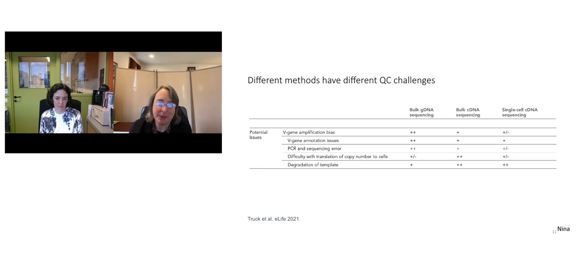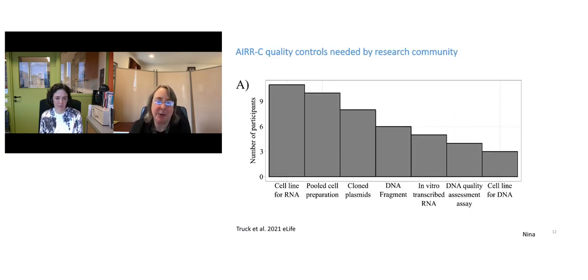And there's a nice paper in eLife from 2021 where we polled members of the AIR community and other researchers who were interested in QC about the types of controls that they looked at. And you can see a list here of some of the controls that people used and/or are interested in using in their immune repertoire profiling experiments.